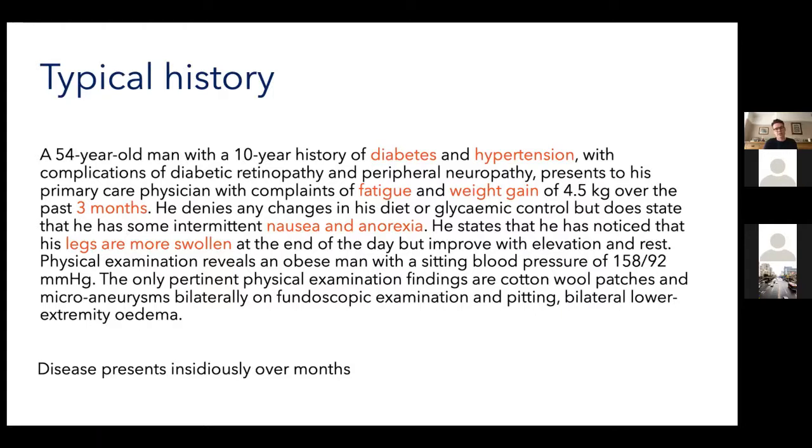He's got some intermittent nausea and anorexia. And he stated that his legs are more swollen. So again, that's fluid retention. On physical examination, he's overweight. He's got high blood pressure, and he's got cotton wool patches and microaneurysms bilaterally. So again, just emphasizing he's a really poorly controlled diabetic. If you can remember this, this is how patients present with CKD. It's going to be helpful for exams. And it is quite an insidious presentation, and it can be a bit non-specific.